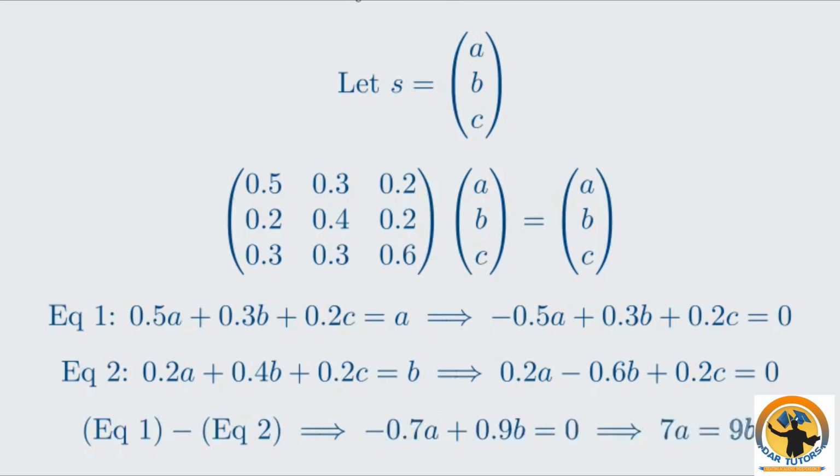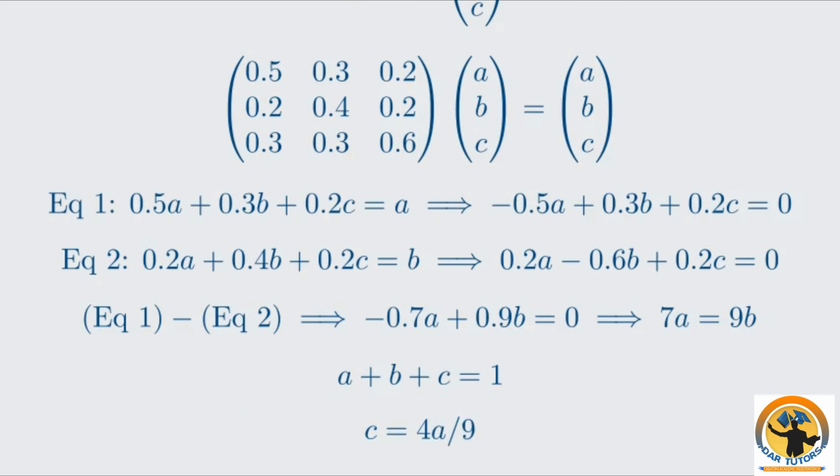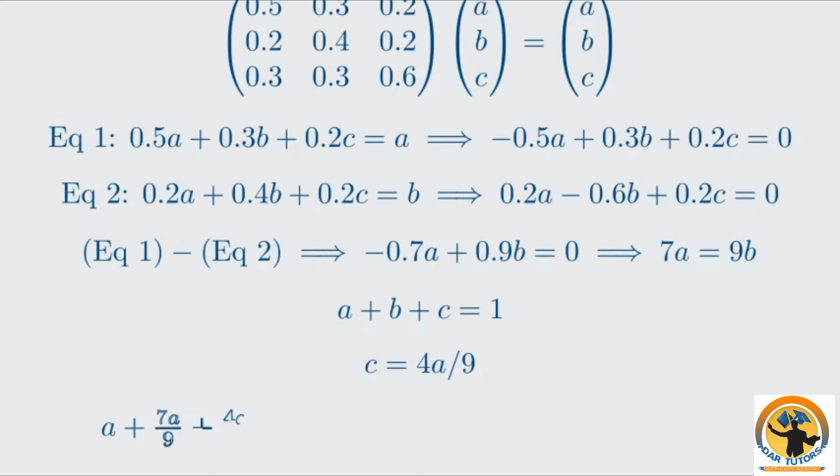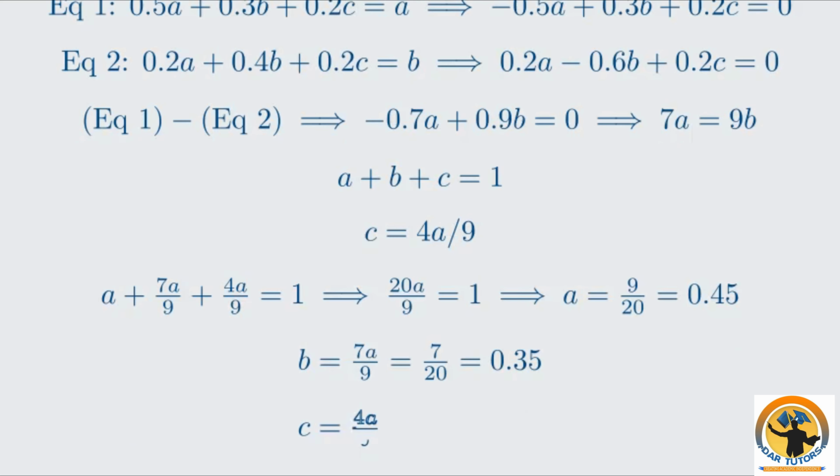If we subtract the second equation from the first, we get 0.7a minus 0.9b equals 0, which tells us that 7a equals 9b. We also know a plus b plus c equals 1. From the first equation, we can also see that if we plug in b equals 7a/9, then c must equal 4a/9. Substituting all of this into a plus b plus c equals 1, we get 20a divided by 9 equals 1. This means a equals 9/20, or 0.45.